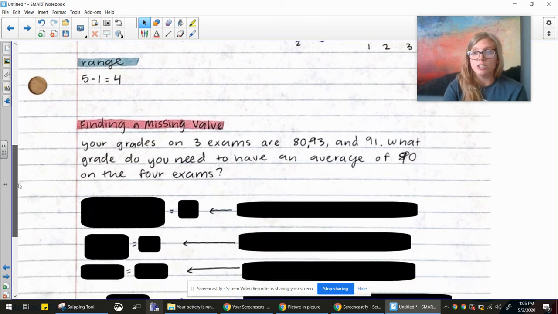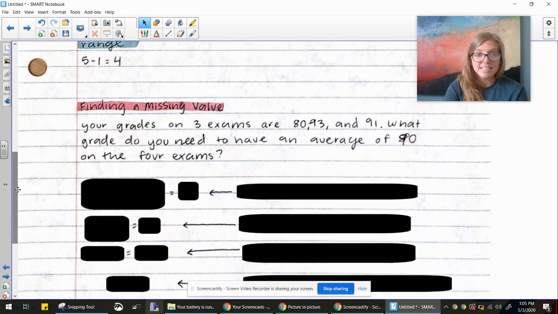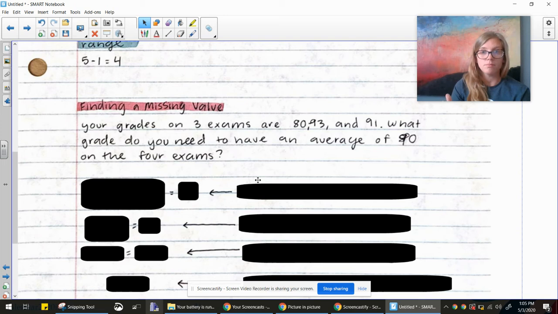The last thing that we're going to do when it comes to statistics is find a missing value. This is probably the most useful statistics problem that you will ever use in middle school or high school or in college. So your grades on 3 exams are an 80, a 93, and a 91. What grade do you need to have an average of 90 or an average of an A on the 4 exams? So you got an 80 on the first exam, a 93 on the second, and a 91. You want to have an A average. So what grade do you need to get?